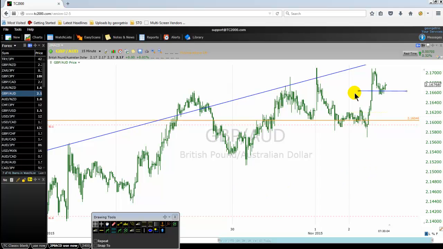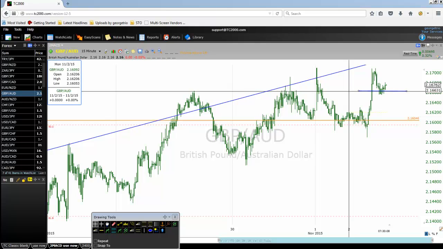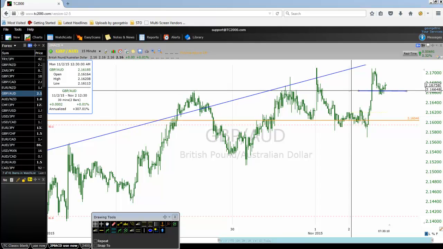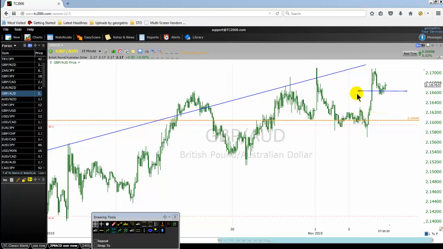Just about to sell the pound Australian dollar. Limit order placed at 21663 to sell the British pound Australian dollar currency pair on the 15-minute chart.